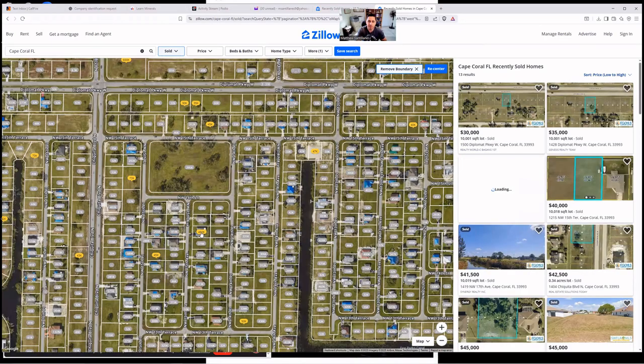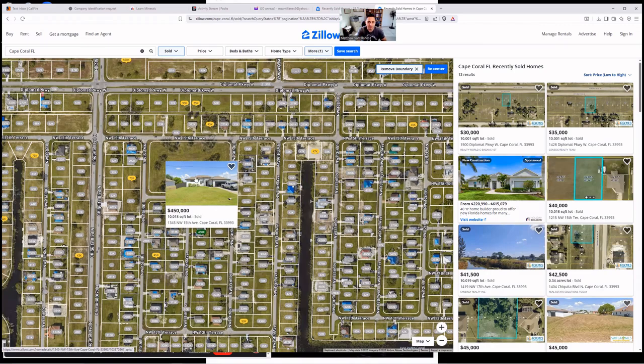So this one says 450,000. This one says 45,000. Well, that's quite a big difference here. This tells me that this is probably a house. Okay, if we click on it, oh, what do you know? There's a house on there. So obviously we're going to ignore that for a land comp.